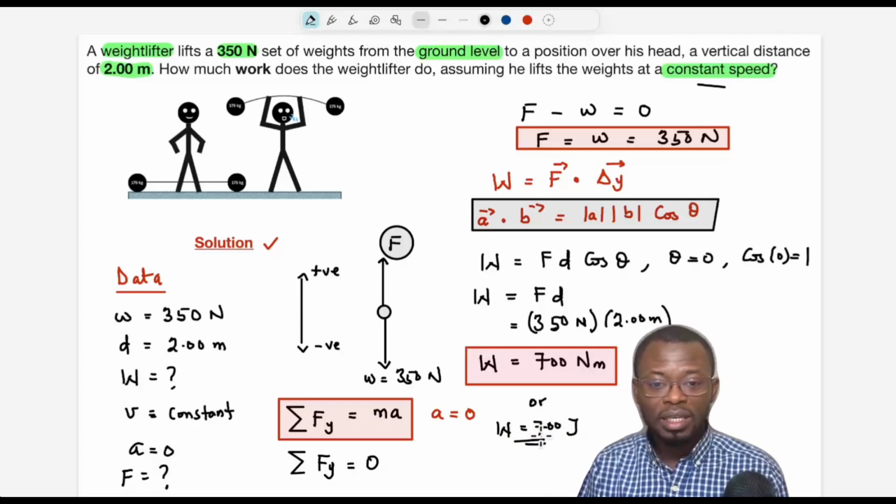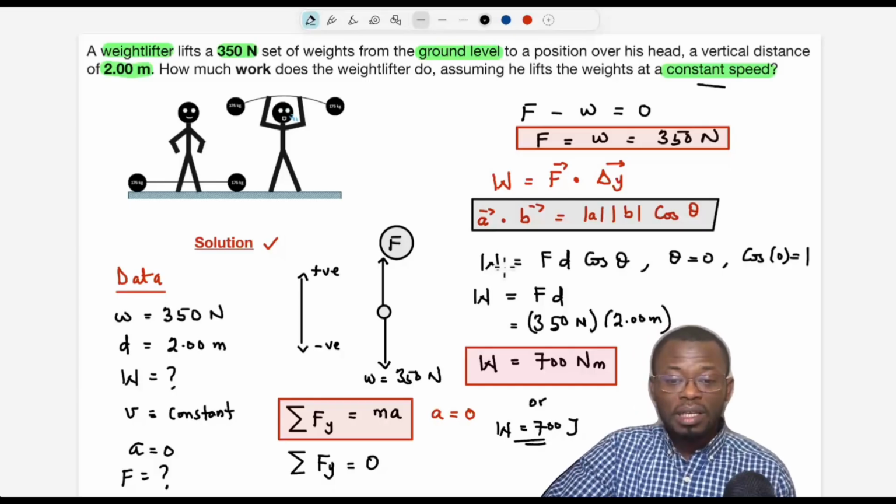And also the key thing to note here is the difference between the work done on those weights and the net work done. Here we can see that the net work done is 0 because there's no change in velocity, or no change in the speed of the weight as they were lifted. So constant velocity means that the work-energy theorem, which says that the net work done is equal to the change in the kinetic energy of the object, gives zero. However, here we can see that the work done is the change in the gravitational potential energy, right?